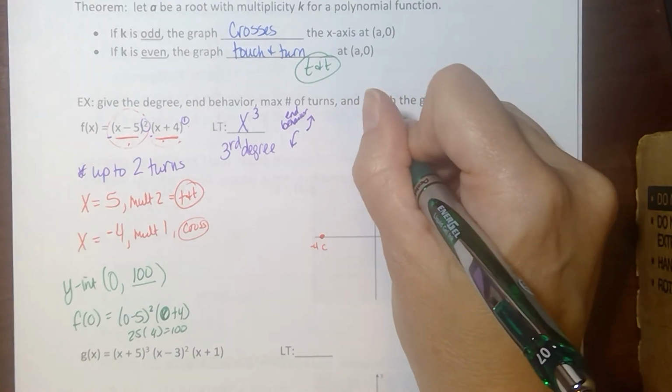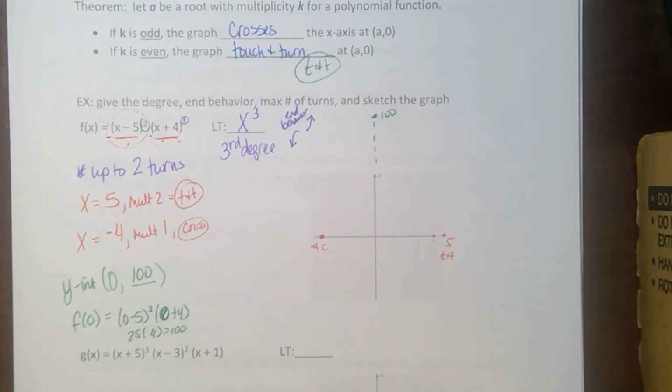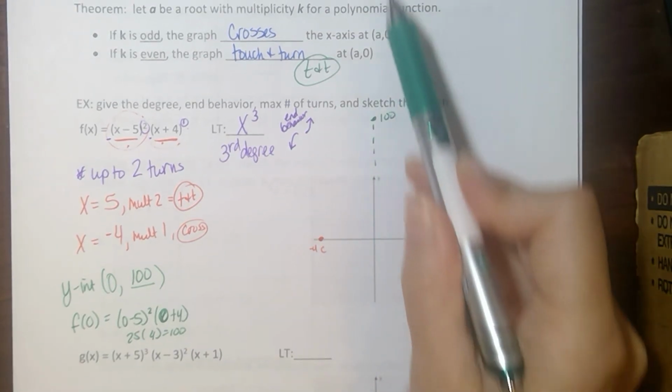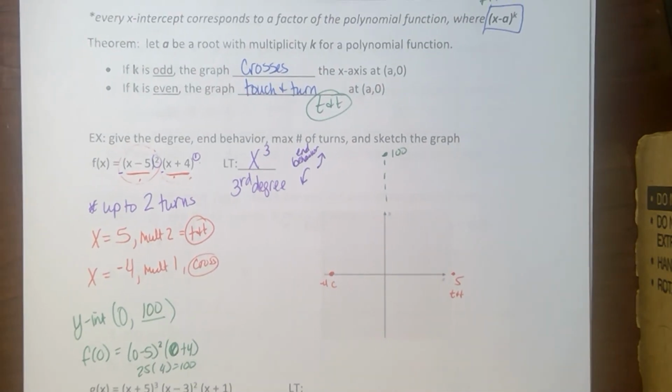I'm just going to have to make a break and say that I have to skip to get up to 100. There's a break here. It should be way up. How can I sketch the graph from that?